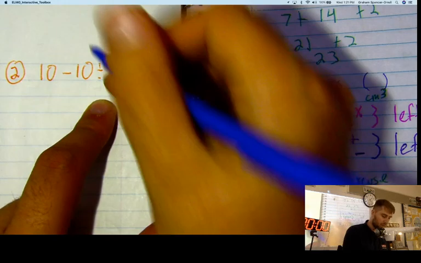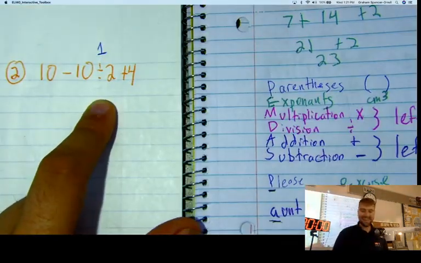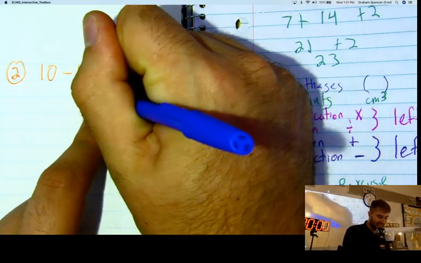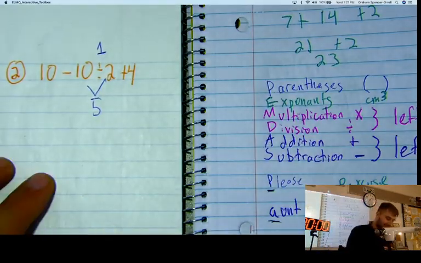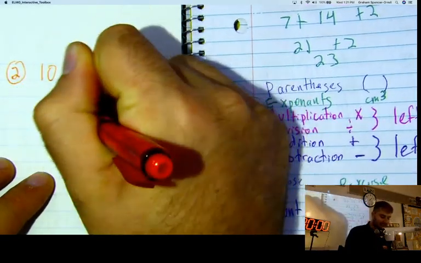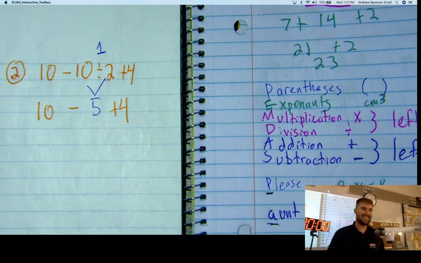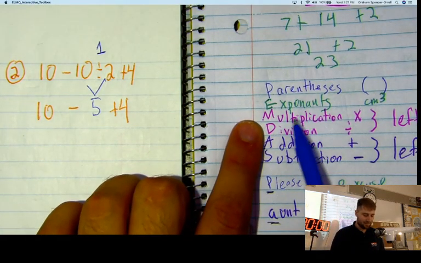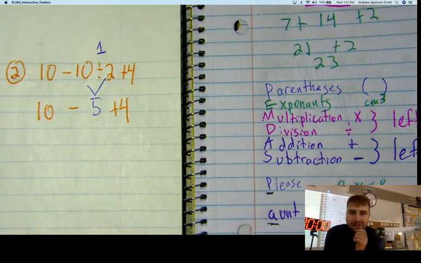So I'm going to put a 1 over our division. Now I know 10 divided by 2 is 5. We will rewrite everything else. So we have 10 minus 5 plus 4. Okay. So now we're working on down our list. We've done our multiplication and division. Now I see one subtraction and one addition. Which one do you do first?